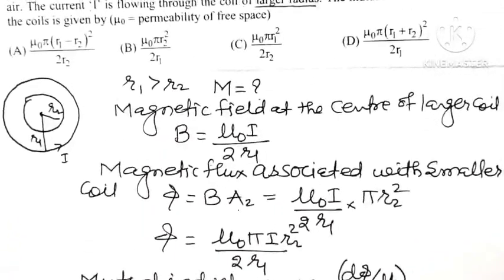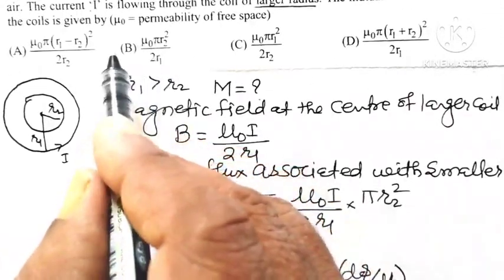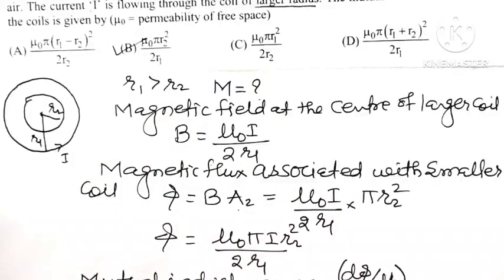So if you look at option B, mu 0 pi r2 square divided by 2r1. So B is the correct option for this question.